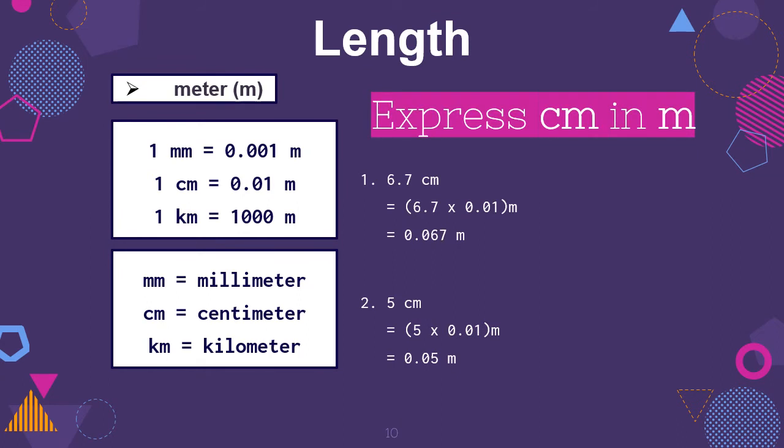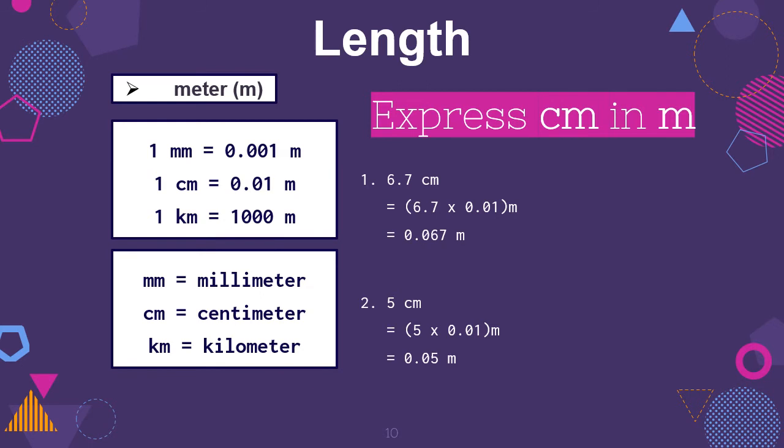Next, let's convert centimeters to meters, or cm to m. So we have 6.7 centimeters. Just multiply it by 0.01, since 1 centimeter is equal to 0.01 meter. So 6.7 multiplied by 0.01 is equal to 0.067 meter. Then next we have 5 centimeters. So 5 centimeters multiplied by 0.01 meter is equal to 0.05.